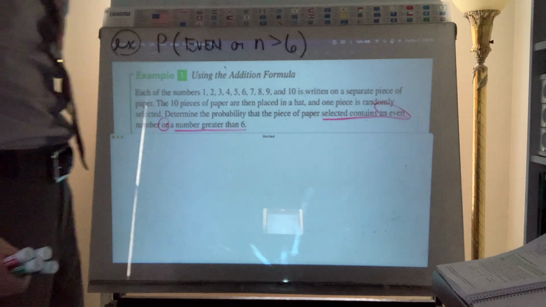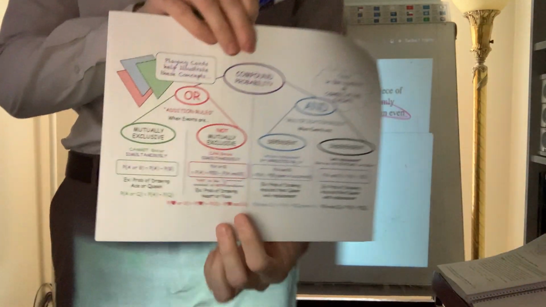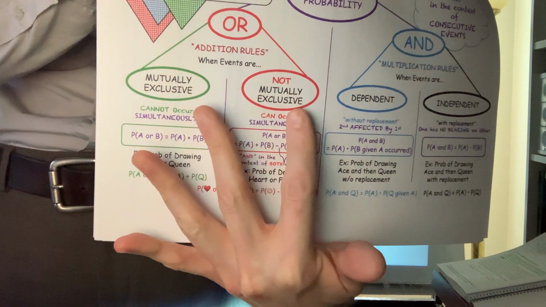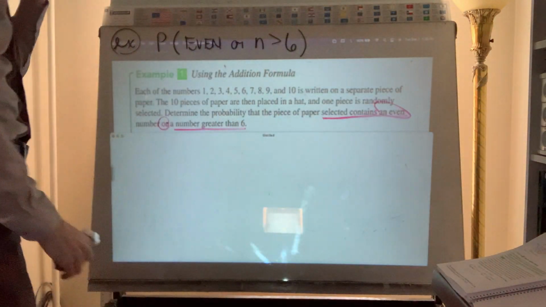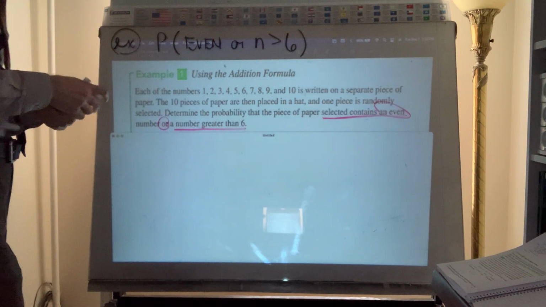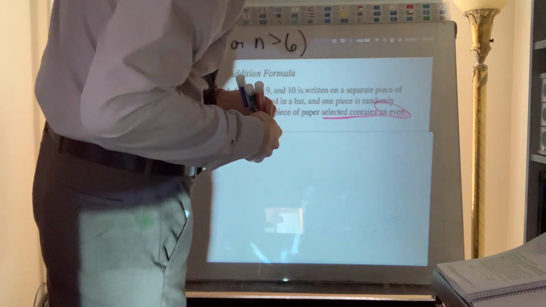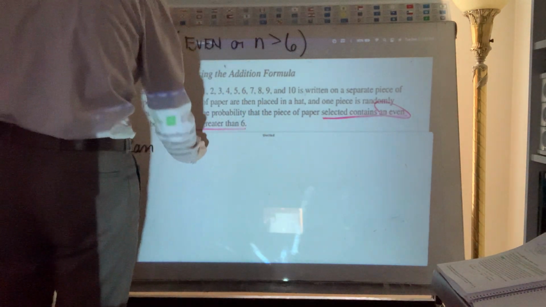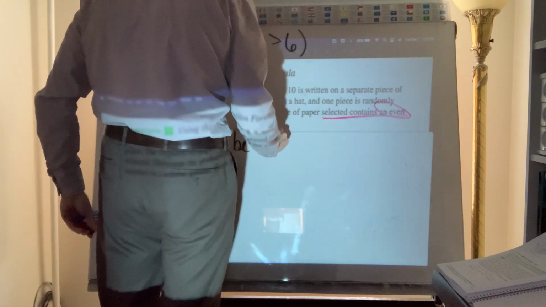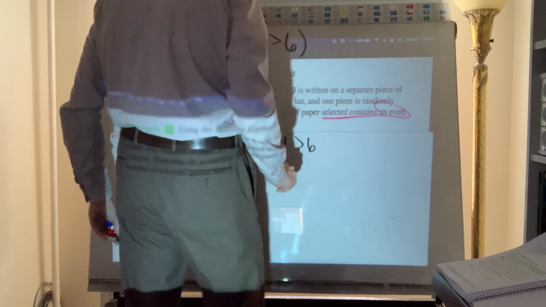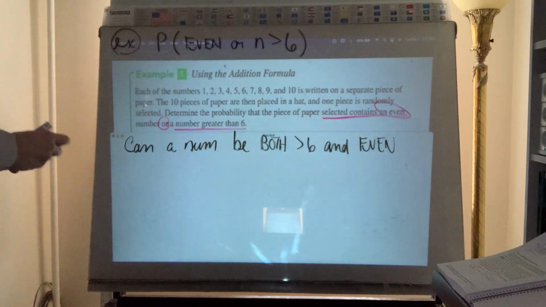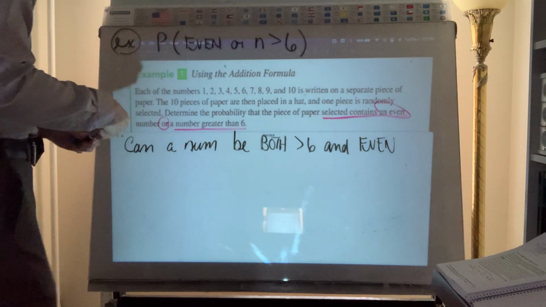All right, now we have to decide, since there's this phrase "or" here, which of the addition rules we're going to be employing, those for when they are mutually exclusive or not mutually exclusive. The question is, can a number drawn be both greater than 6 and an even? And if it helps, draw out the entire set and then analyze those things specifically. If it helps, here's the visual aid.